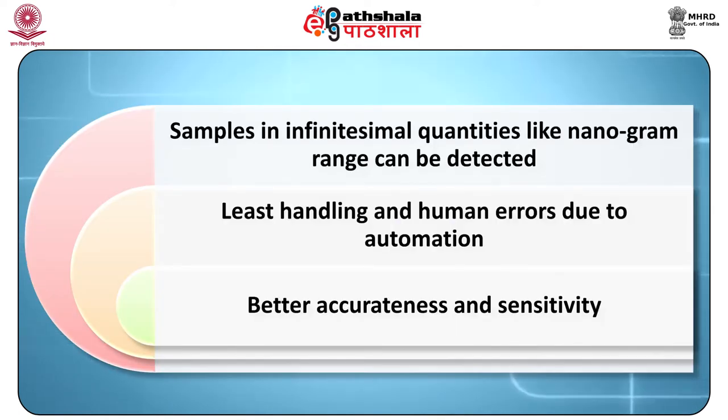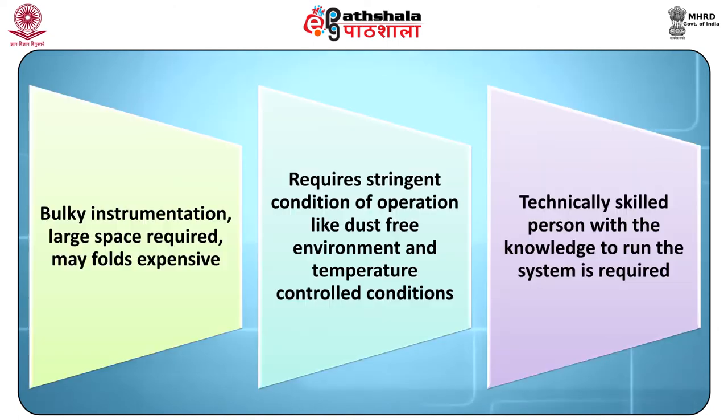Samples in infinitesimally small quantities, like the nanogram range, can be detected. Least handling and human errors due to automation. Better accuracy and sensitivity. Disadvantages. Bulky instrumentation, large space required, many fold more expensive. It requires stringent conditions of operation like a dust-free environment and temperature-controlled conditions. A technically skilled person with the knowledge to run the system is required.